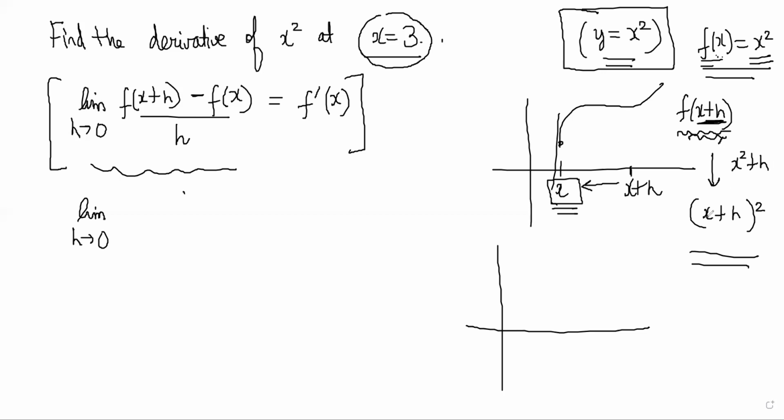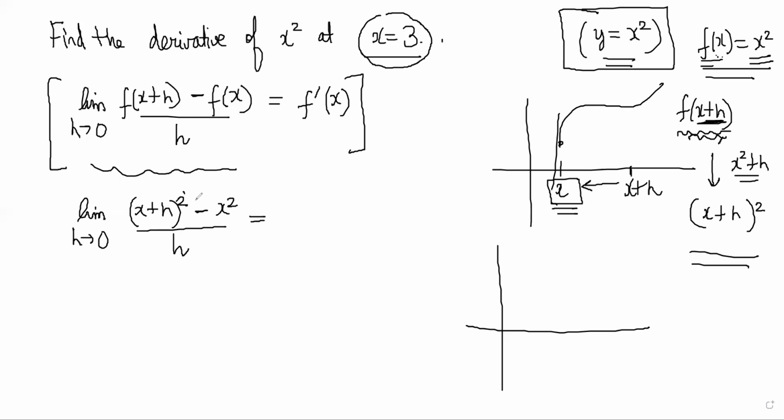f of x plus h will be x plus h whole square, no? Why are you saying x square plus h? You understand that it's a major issue. So this is x plus h whole square minus f of x, which is x square, divided by h, right?